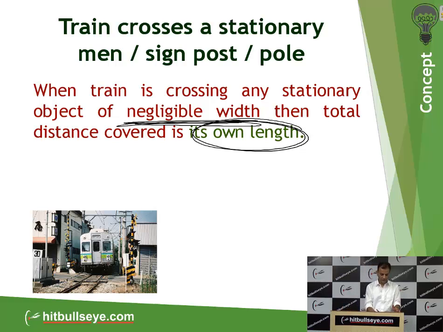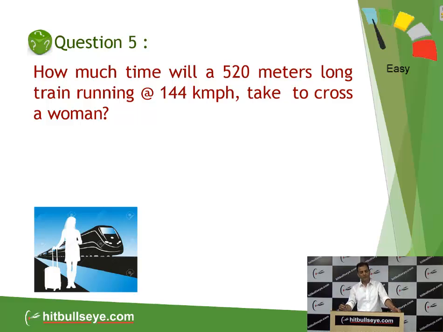Now do this concept with the help of an example. How much time will a 520 meters long train running at 144 km per hour take to cross a man? Now students, again we have to take care of units. Here it is given 520 meters and the speed is 144 km per hour. Either convert meter into kilometer or convert kilometer per hour into meter per second. So when a train crosses any object which has negligible width, what is the distance? Length of the train.